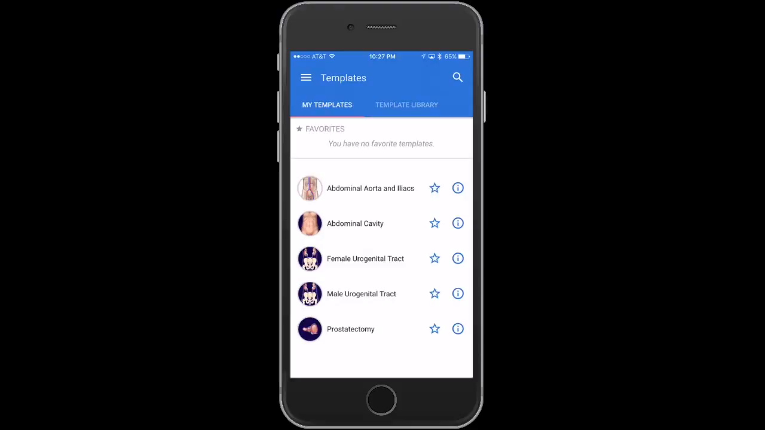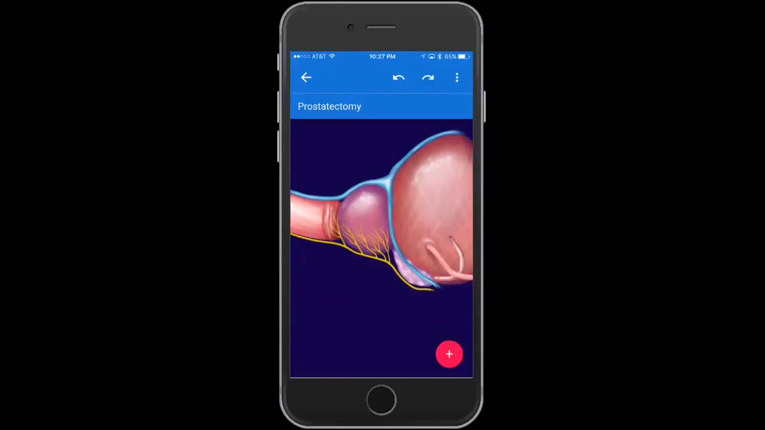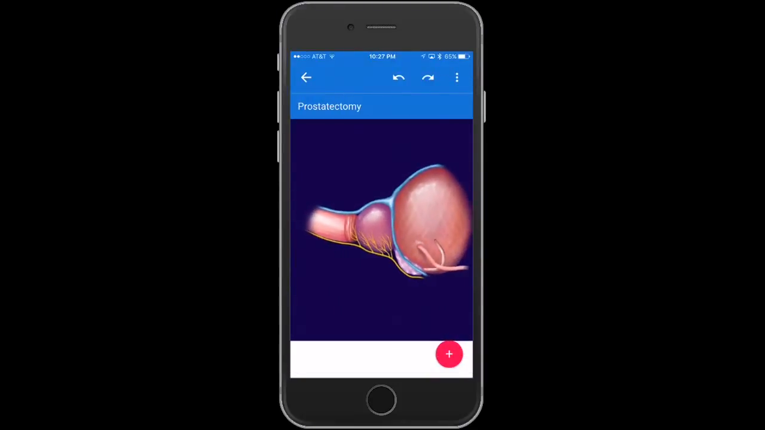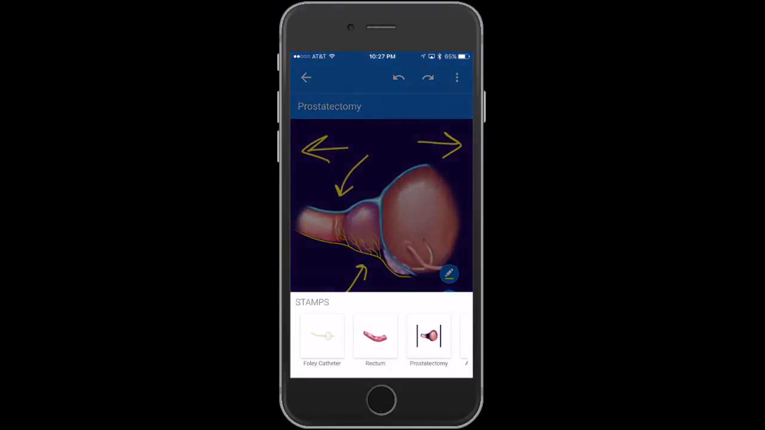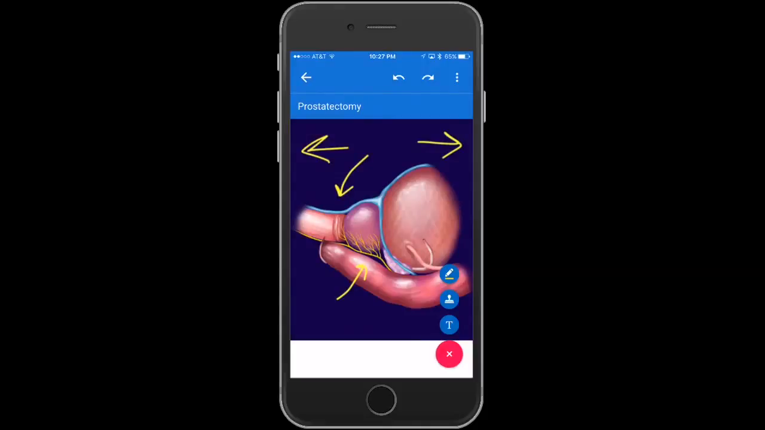I pull up a prostatectomy background either on my iPhone or my iPad and orient the patient. I show them that their feet point to the left on the image while their head points to the right. I highlight the position of the neurovascular bundle in relationship to the prostate. I then show where the urethral sphincter is.